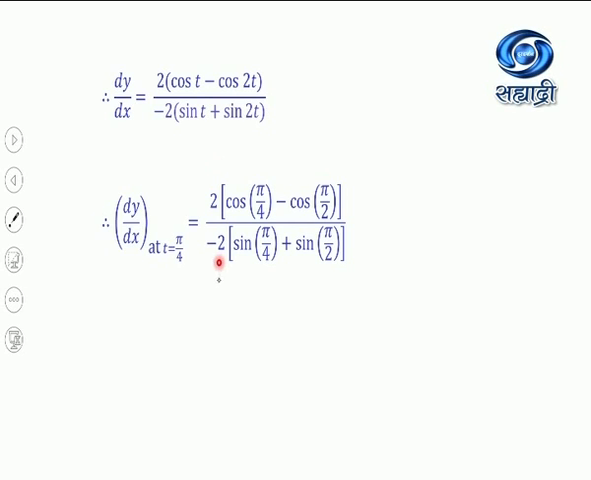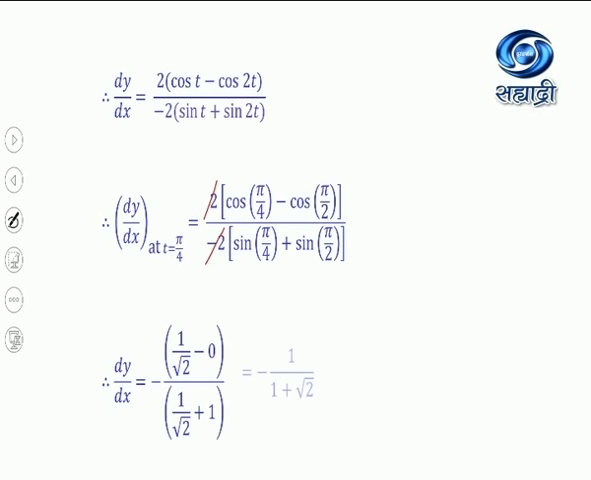Now you can cancel this, but here 2 and minus 2 remains the same here. I can't cancel here. Now we take t equal to pi by 4 and we substitute the value of t as pi by 4. Then we get cos of pi by 4 is equal to 1 upon root 2, cos of pi by 2 is 0, and sin pi by 4 is 1 upon root 2, and sin pi by 2 is 1. And here I cancel 2 and minus 2 in this step. You may cancel here also in the above step.